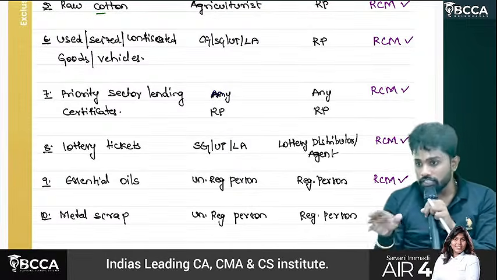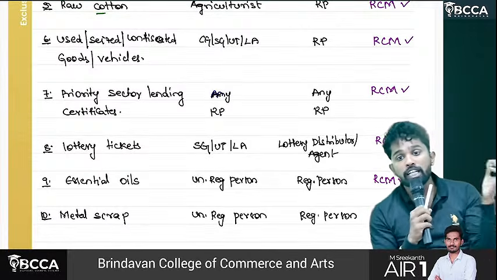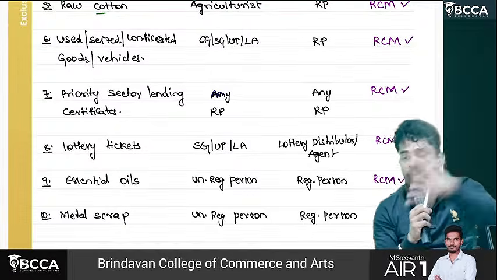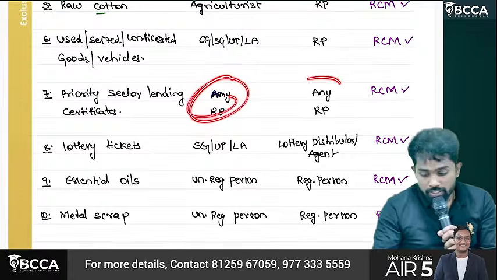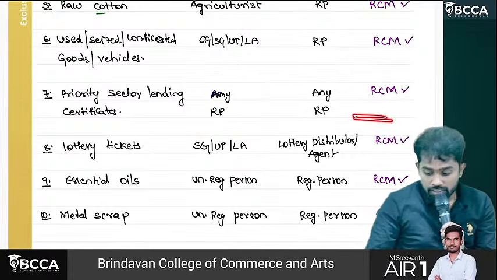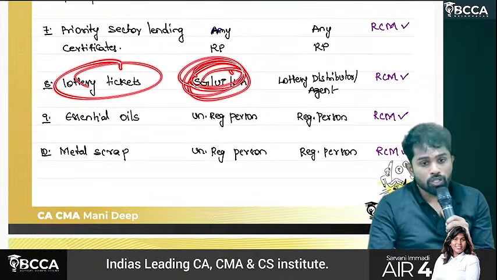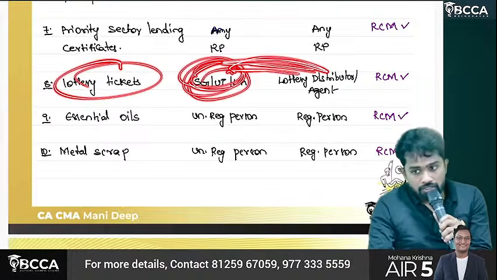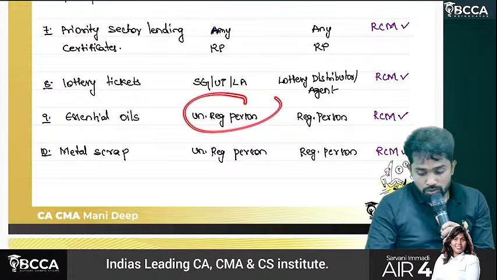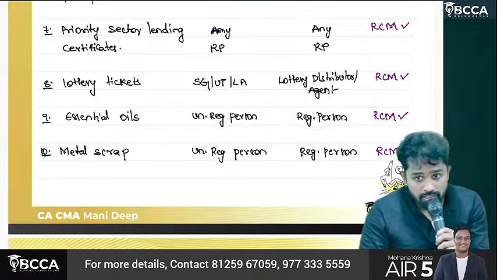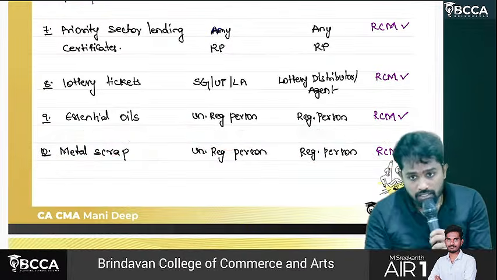In the same way, if a bank has a shortfall of priority sector loan, to fulfill that, it can buy the equivalent credit points from some other bank. That's called priority sector lending certificates, when sold by one registered person to another registered person, covered under RCM. Lottery tickets sold by state government, union territory, local authority to a lottery agent or distributor, covered under RCM. Essential oils sold by an unregistered person to a registered person, covered under RCM. Metal scrap sold by an unregistered person to a registered person, covered under RCM.